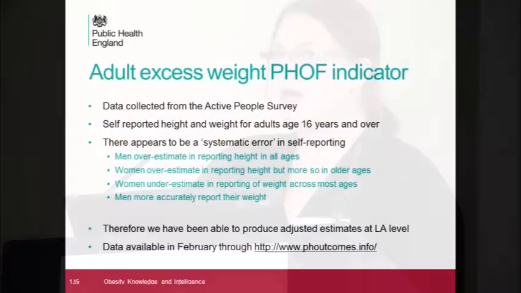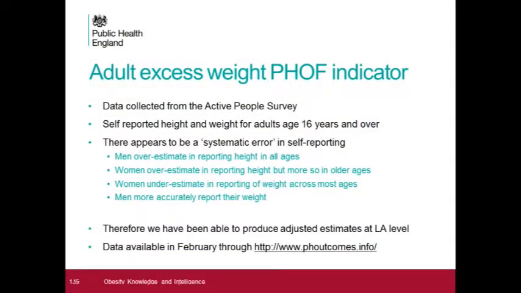So we can see here that the reporting of height and weight does vary across ages and across sex groups. And because of that, we're able to make adjustments for these differences. So the data we're going to publish in February in the Public Health Outcomes Framework will be this adjusted prevalence of excess weight.